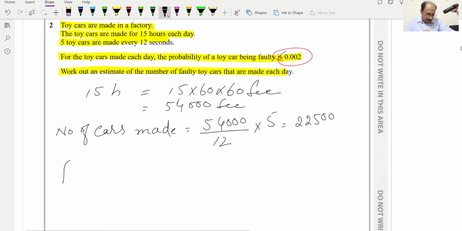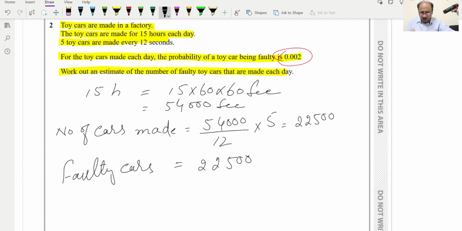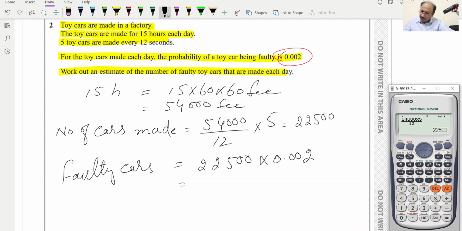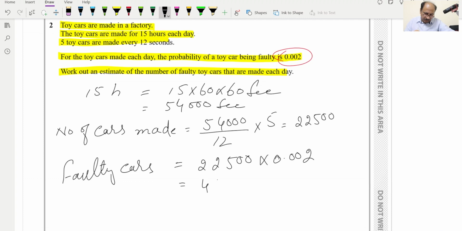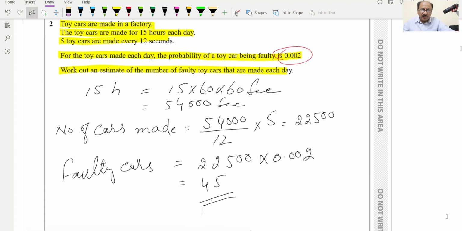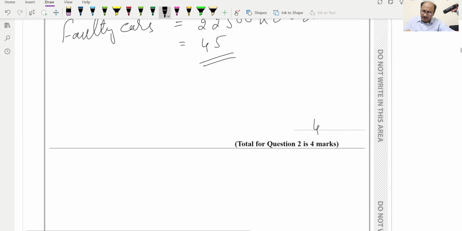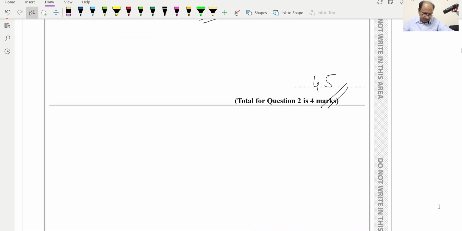Now faulty cars, the probability is 0.002, so this will be multiplied by the total number of cars, multiplied by 0.002, and this will give us 45 cars. So 45 cars are expected to be faulty.